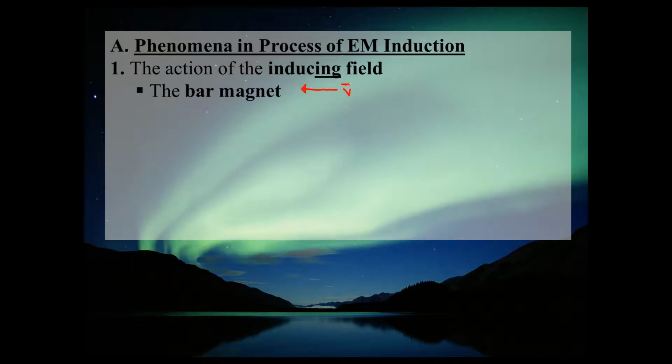with a specific velocity. That bar magnet has aligned domains. It's a ferromagnetic material. It produces its magnetic field. We call it the inducing magnetic field because it's going to be the thing that gets things going.